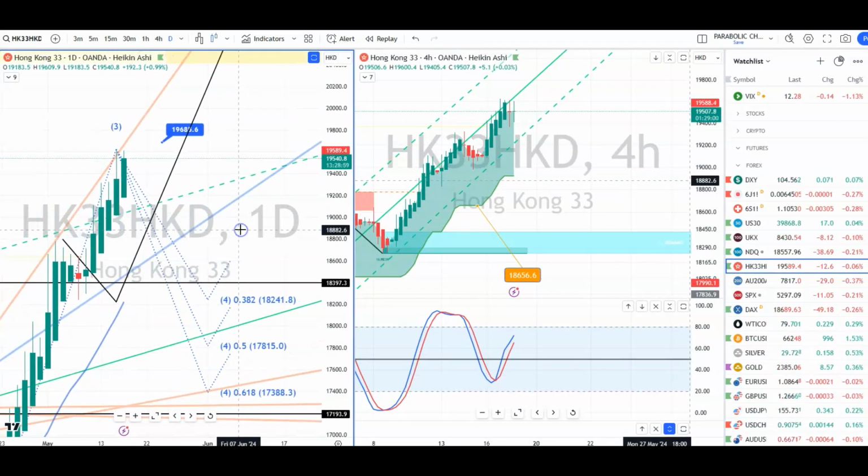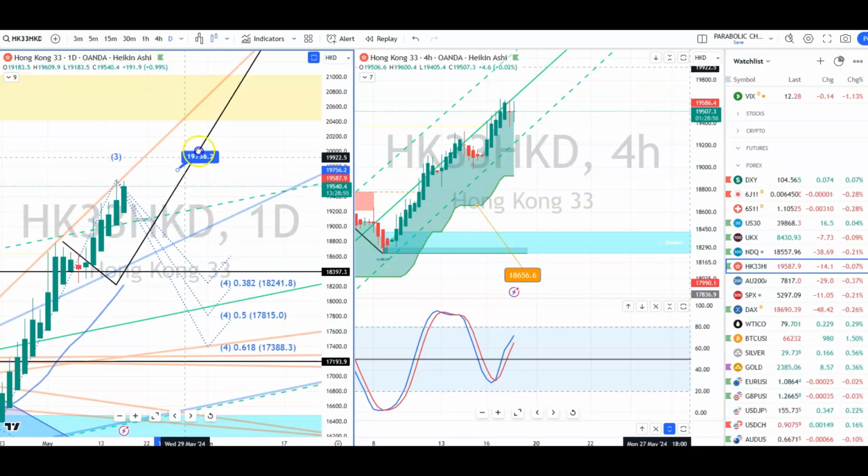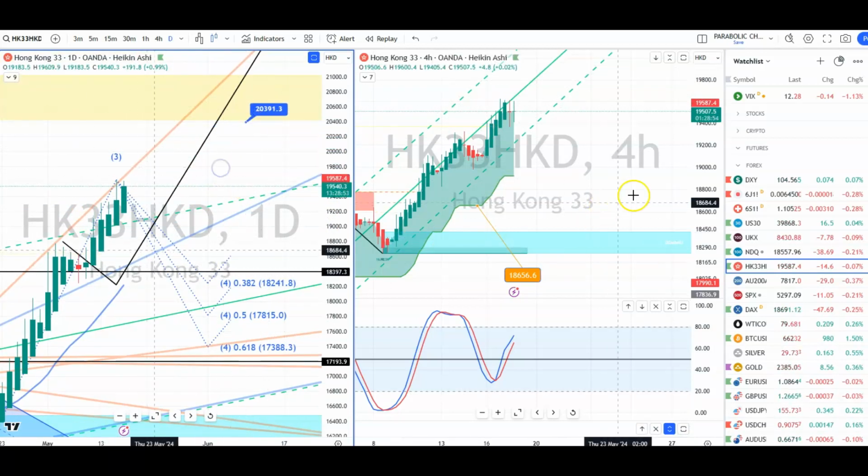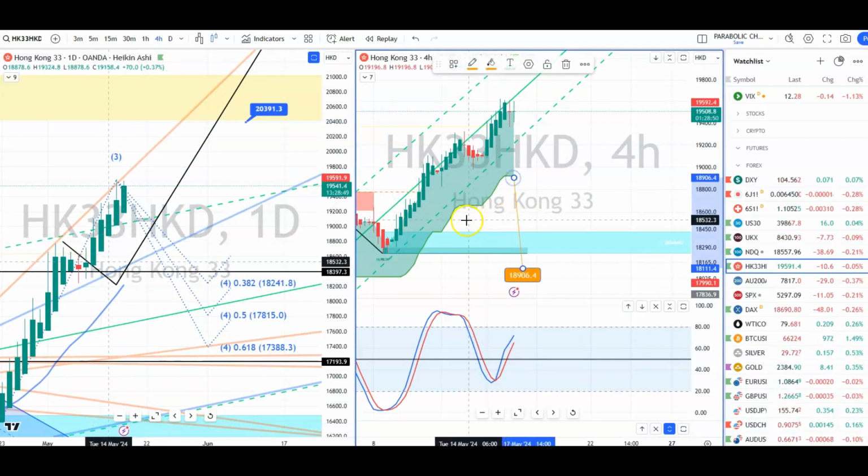On to the Hang Seng, and the Hang Seng is doing a very similar situation as the Nasdaq. Heading for a target almost there, 19,685. Fresh targets coming. You can probably spot them, going to be up there somewhere for the weekend. And you can now move your stop to 18,902.